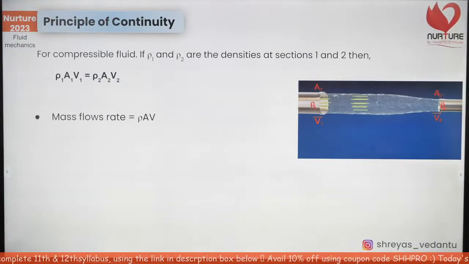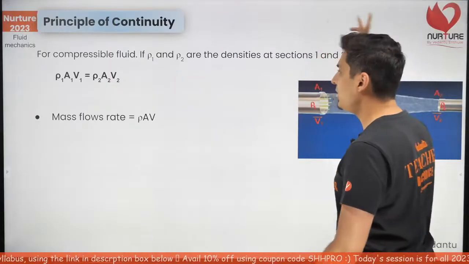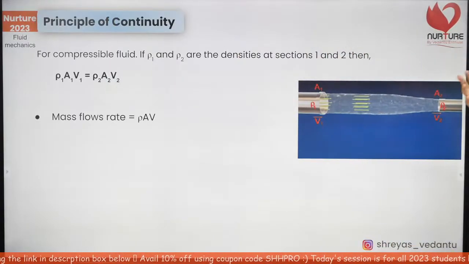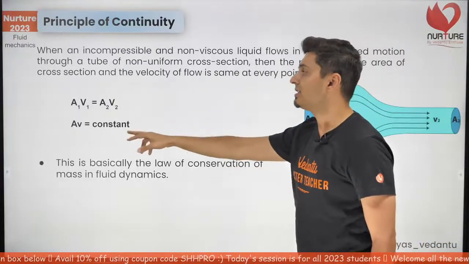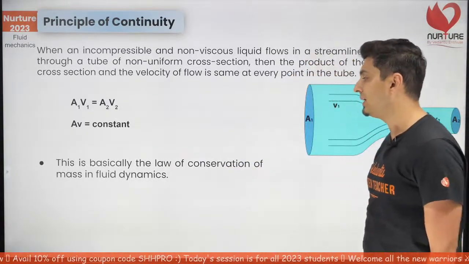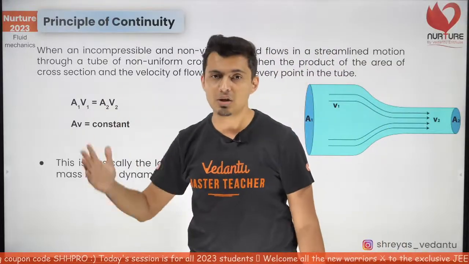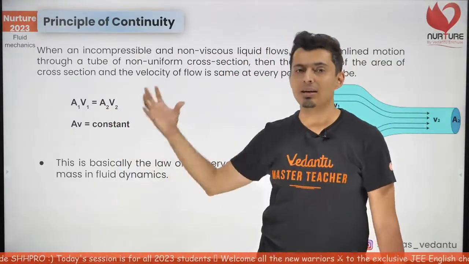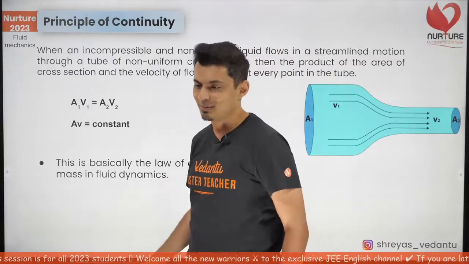So fair enough. Mass flow rate is rho A v. Rho 1 A1 v1 is rho 2 A2 v2 when the density varies, but if the density does not change, then it is just A1 v1 equal to A2 v2. This is just coming from the law of conservation of mass. Mass cannot be created nor destroyed unless you convert it into energy, but that's not what is happening out here.